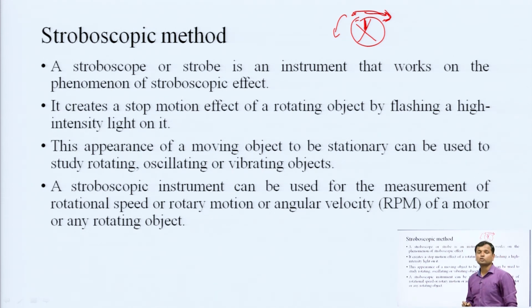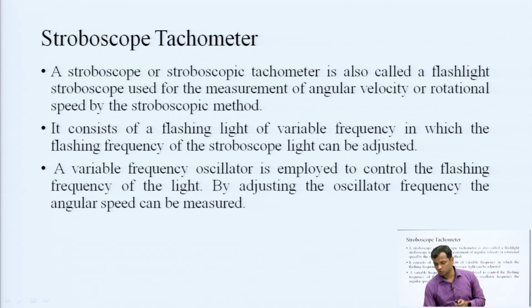Okay. So, in the stroboscopic method, when the marks will be seen stable, that will be the basic principle, and we will see that in the construction diagram. This appearance of a moving object being stationary can be used to study rotating, oscillating or vibrating objects. The basic stroboscopic instrument can be used for measurement of rotational speed, rotary motion or angular velocity, RPM, of a motor or any rotating object. So, that will be the basic stroboscopic method.